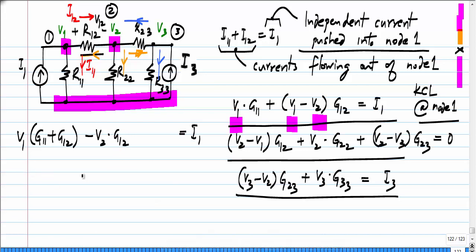Okay. And similarly, I collect terms containing V1. I have only one of it in the second equation, minus V1 times G12, and terms containing V2, there are 3, V2 times G12, V2 times G22 and V2 times G23.